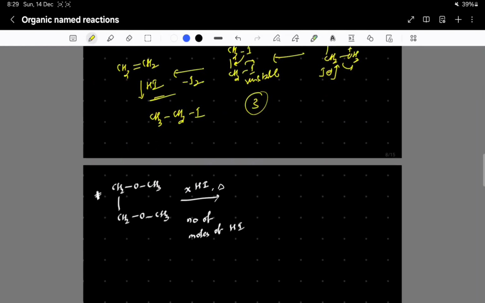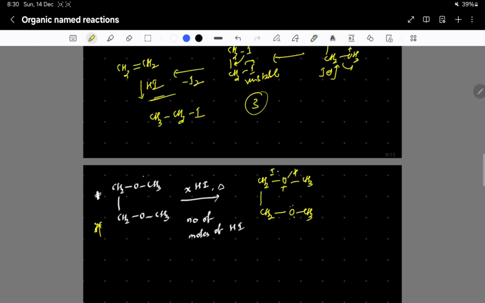Now look at this, one more important question, right? He is asking the number of moles of HI required for this particular reaction. So we will go for the first reaction. Simply I will use HI. Now this will be protonation of oxygen, right? Now I will get this, CH3. This reaction I will do in the next step.